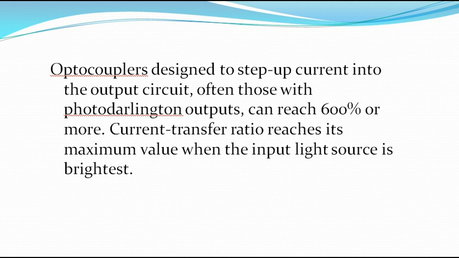So in that case, the current transfer ratio reaches its maximum value when the input light is brightest. What I am trying to explain here is that the current transfer ratio reaches its maximum value when the input light is brightest. That is the maximum value aspect of it.